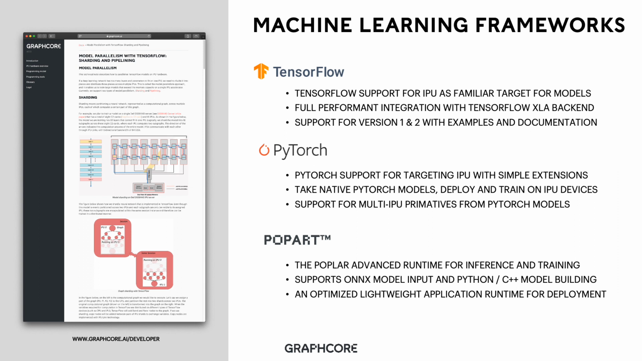Alongside TensorFlow and PyTorch, we also provide the POPLAR Advanced Runtime for inference and training, a highly optimized, lightweight runtime that allows deployment at scale. It supports ONNX model input and Python and C++ model building. It is an optimized and lightweight application runtime for deployment. The combination of these three machine learning interfaces allows us to cover the wide range of scalable machine intelligence applications.